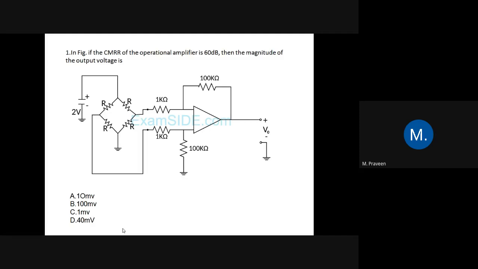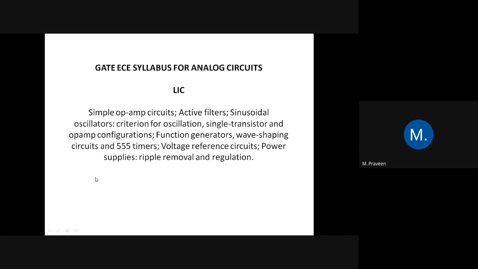This is the first question, which was asked in GATE 1987. In the figure, if the CMRR, common mode rejection ratio, of the op-amp is 60 dB, then the magnitude of the output voltage is dash. Here a circuit is given and a CMRR value is given, which is 60 dB, given in decibels. We have to find the output voltage V naught for the given circuit.